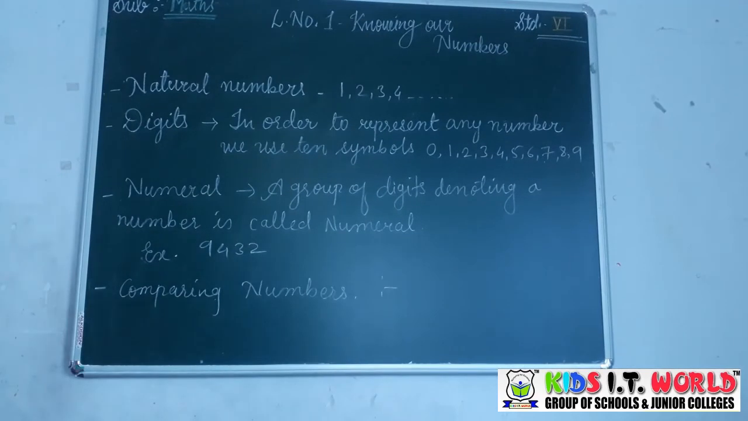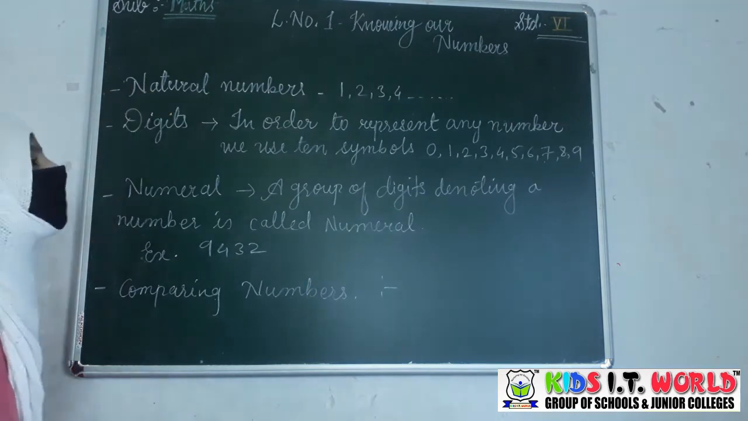Here we are going to start the new lesson, Knowing Our Numbers. In the previous year, you have learned about numbers of 5 digits, 6 digits and 7 digits. Now in this year, you will learn numbers up to 10 crore, that is, 10 digits. For the first exercise, you will see some topics related to your syllabus: natural numbers.